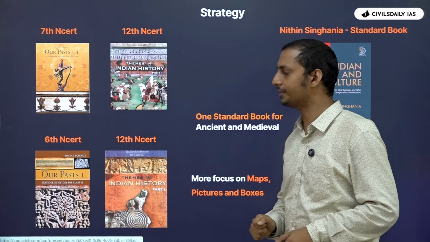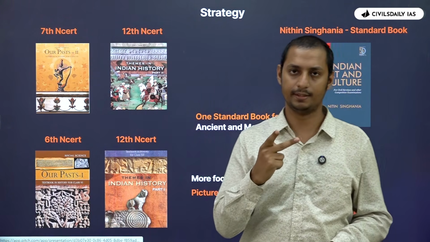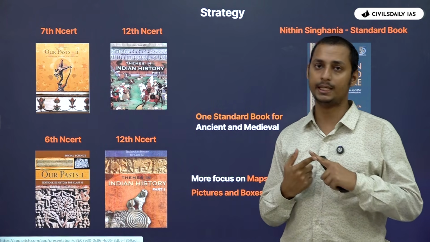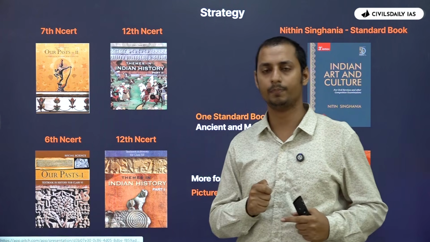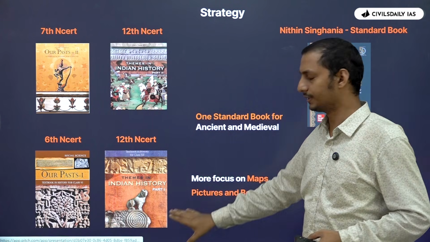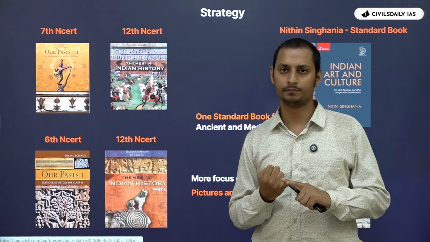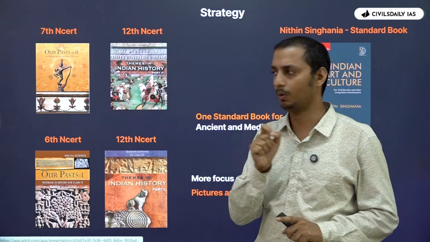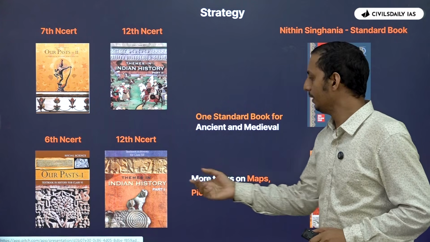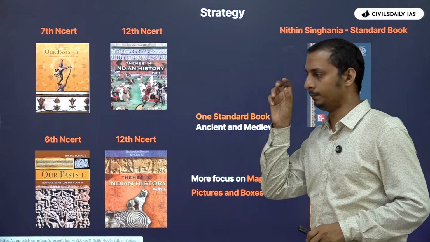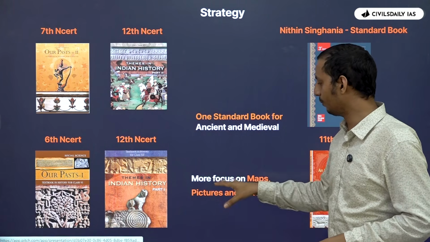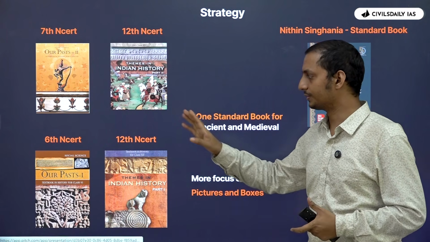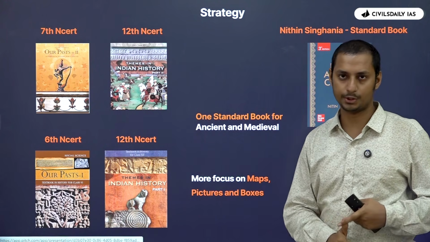Now in case of ancient history, we'll be focusing on 2 NCERTs: the 6th standard NCERT and the 12th standard NCERT Themes Part 1. When you read through these NCERTs, mostly focus on the maps. If you look at ancient and medieval history, most of the questions have come from the maps, especially the sites-based questions. And the tables, the charts, and the pictures as well. So more focus should be on the maps, pictures, and the information provided in the boxes. So 6th standard NCERT and 12th standard NCERT for ancient history.